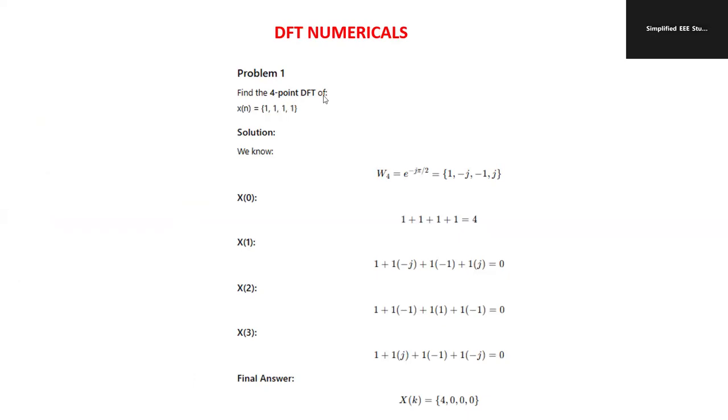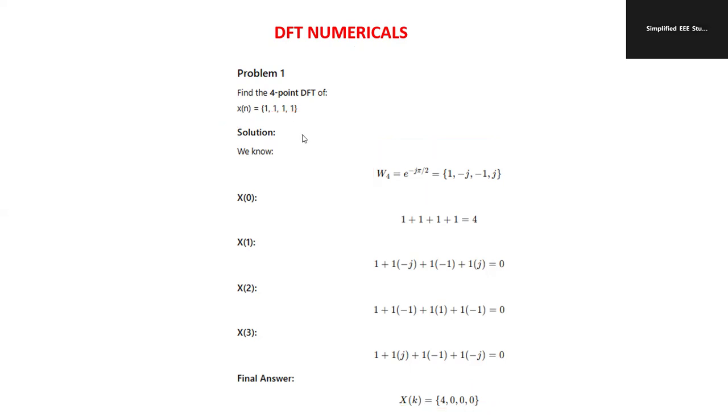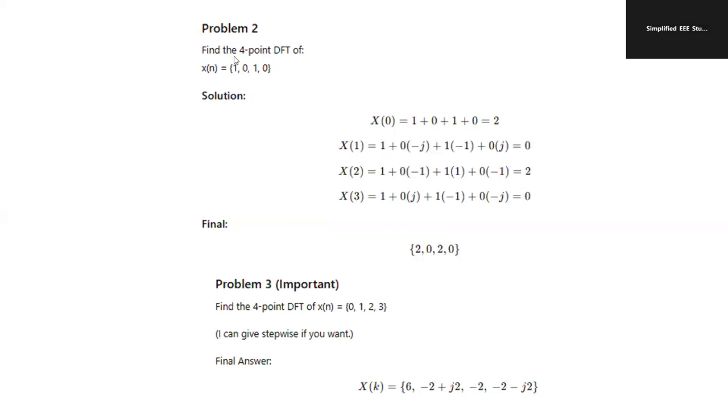Find the 4-point DFT of the given signal. What you are supposed to do is use the given formula. x of n is given, so using this formula you can easily compute X of 0, then X of 1, X of 2, X of 3. The final answer will be X of k. Kindly focus on these answers. These problems are very important. I think you will get a similar kind of problem in the university examination.